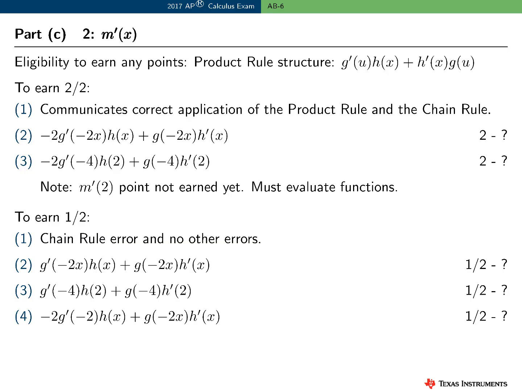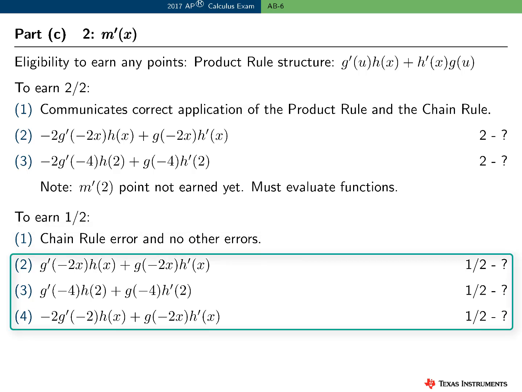Here are some examples in which a student would earn 1 out of the first 2 points. They could make a single chain rule error with no other errors. And then here are some specific examples in which they would earn 1 out of the first 2 points. And then we would read with the students to see if they would earn the third point.